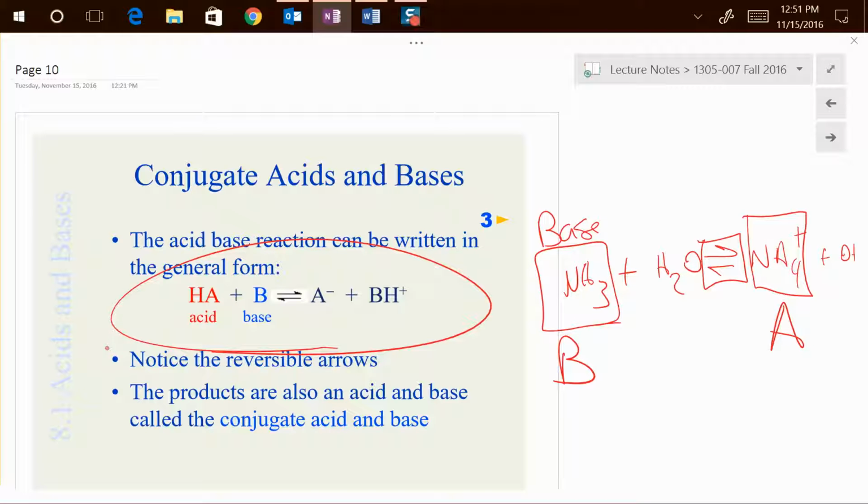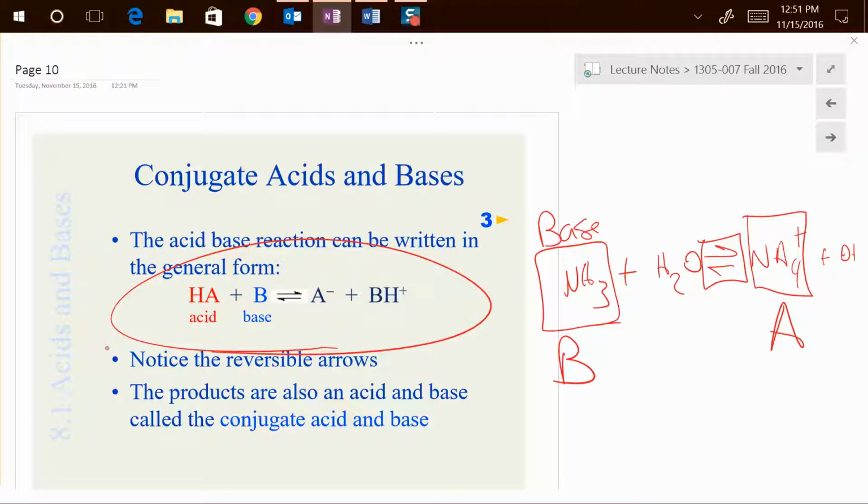Which one has more hydrogens? NH4 plus. It's the acid. Of this acid-base pair, this has more hydrogens, therefore it's the acid. This has less hydrogens, therefore it's the base. Okay? Now we say that this is a conjugate acid-base pair. It's the conjugate because it was created from NH3. I can't go from NH3 to acetic acid. No, I have to go to ammonium because that's the conjugate of NH3. That's what ammonium becomes when it picks up a hydrogen.